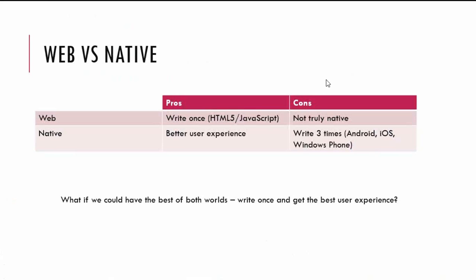Since users prefer native apps, and as I said, users or consumers are driving our development choices, a lot of businesses and developers are going to go the native route, taking on the extra workload, because in the end, it's worth it to them. But what if we could have the best of both worlds? That is, write once, but also get native apps. That's where Xamarin enters into the picture.